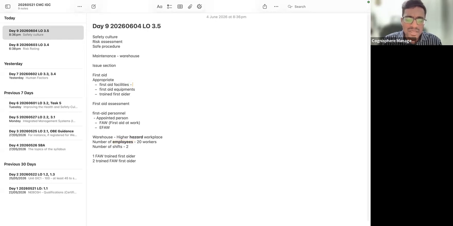Now, first aid facilities can be a dedicated first aid room, or maybe any place which can be used to provide first aid. It is not necessary that in every workplace there should be a dedicated first aid room, just any place where first aid can be provided. And then first aid equipment like a first aid box, or eye wash stations, or an emergency shower, and then splints, wheelchair.